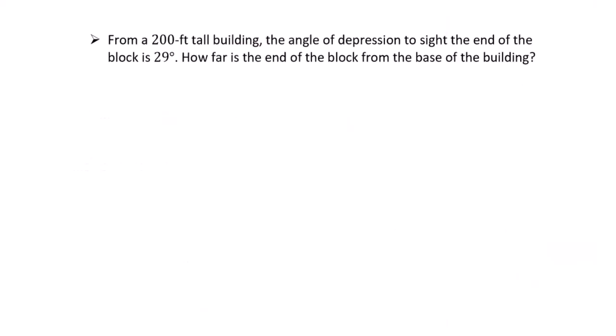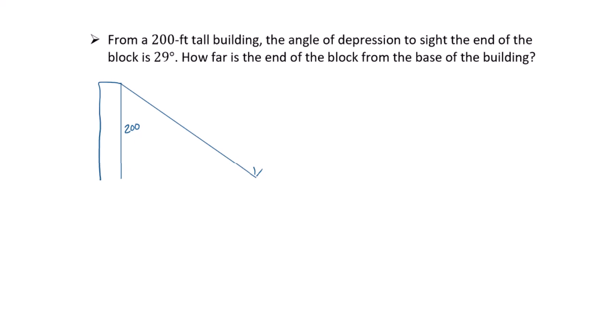From a 200-foot tall building, the angle of depression to sight the end of the block is 29 degrees. How far is the end of the block from the base of the building? So let's go ahead and draw a quick picture. I have this 200-foot tall building. So we'll label this as 200. And there's somebody there at the top of the building looking to the end of the block.